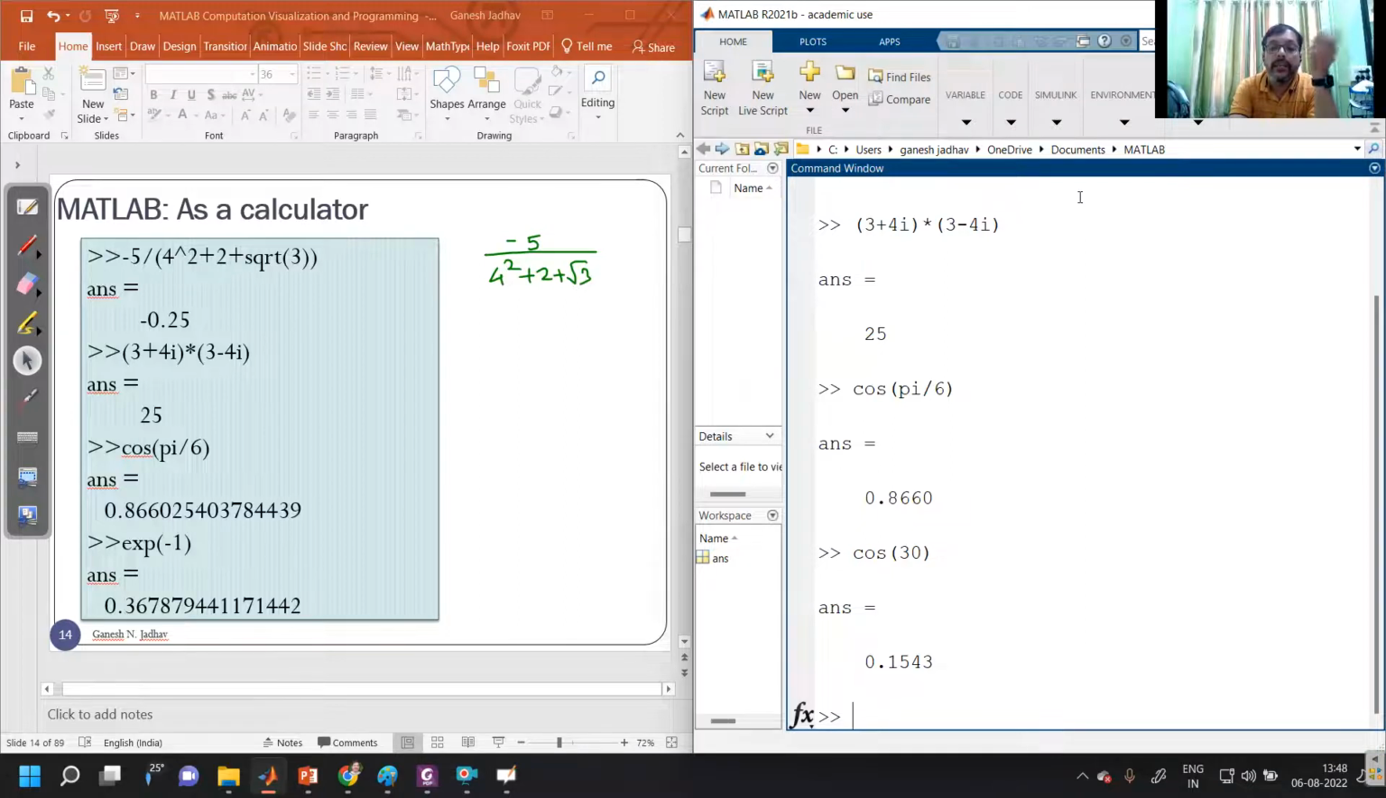How to take the 30 angle in degrees inside the bracket, I will tell you later when I discuss trigonometric equations. So keep watching the videos. Okay, so I want the exponential function, so I will type exp of minus 1. Then it will give you the exponential value in short format. Or suppose I want exp of 2, then it will display the value of exp of 2. So in this way we can use MATLAB as a calculator.